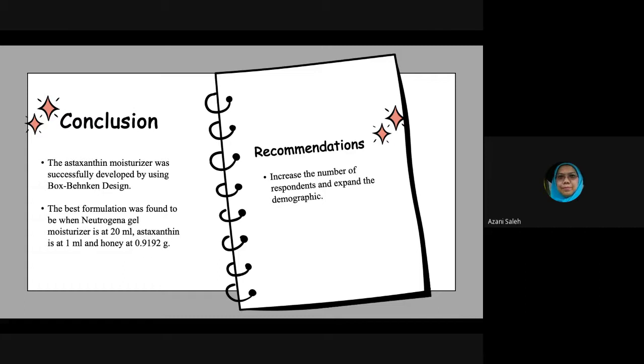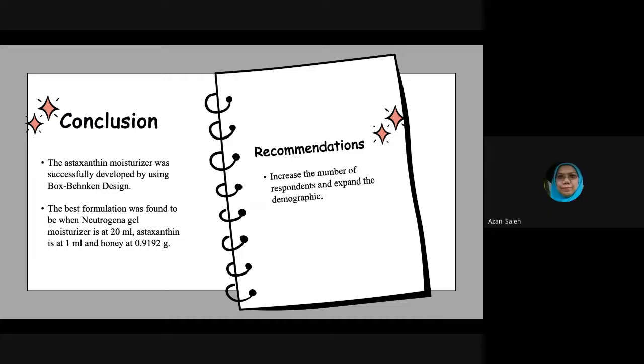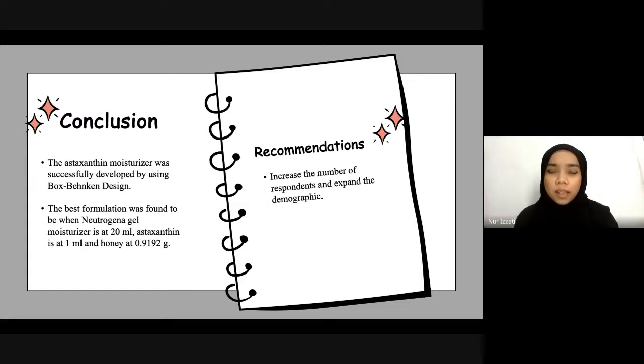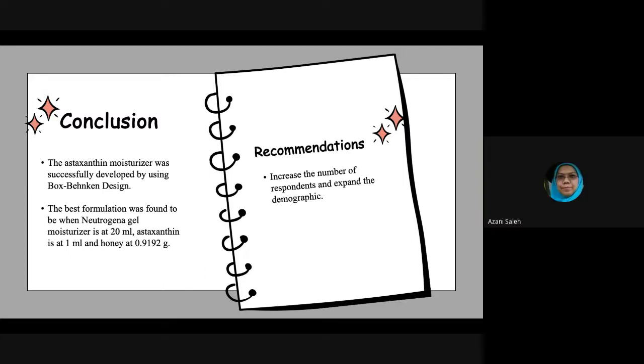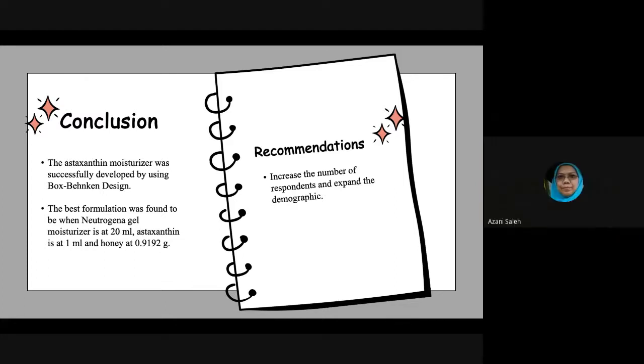Okay, you add honey, 0.9192 gram. May I know what type of honey? Is it bee honey, madu lebah, madu kelulut, or what kind of honey? Manuka honey, raw Manuka honey. Because Manuka honey is suitable to use for our skin. I see. So you bought it? Yeah. My father uses it at home, so I just use it.